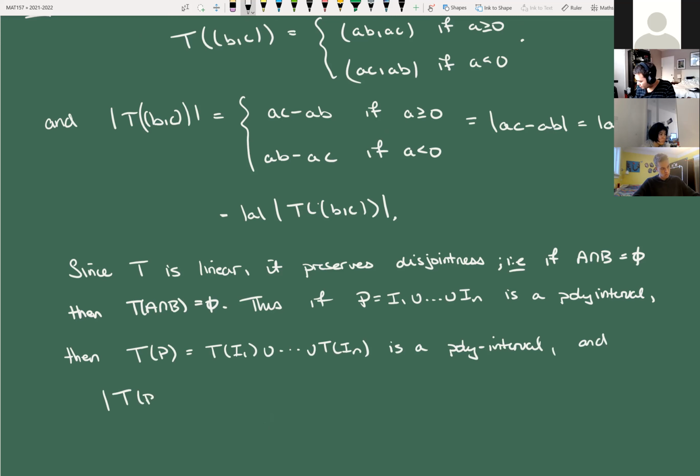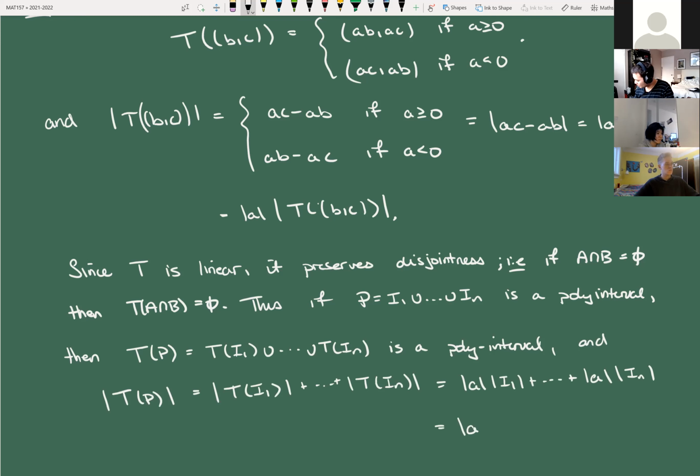And its length, because disjointness is preserved, is just the sum of these things. And each of those is just what it should be, because we proved the result on intervals. And then if we factor the A out, well, that sum of the lengths of the intervals is exactly the length of P, right? So great, we now have the result on polyintervals. So now we just need to say, well, if it holds for every polyinterval, it must hold for the measure as well, right? This is going to take a little bit to do, but that's the rough idea.